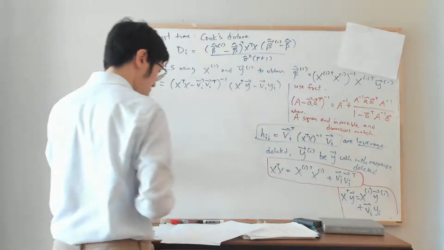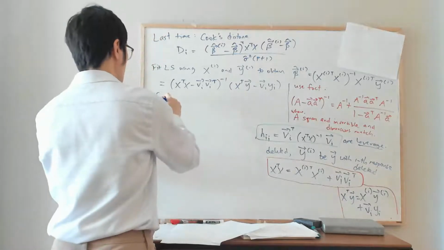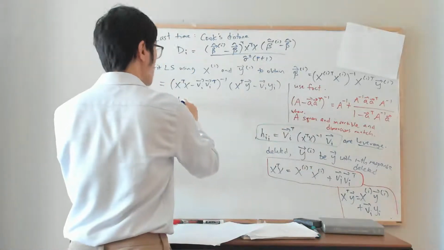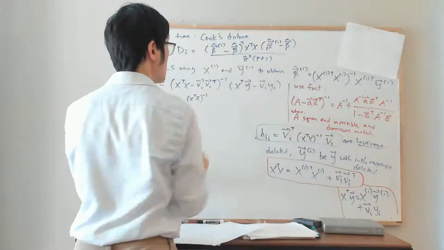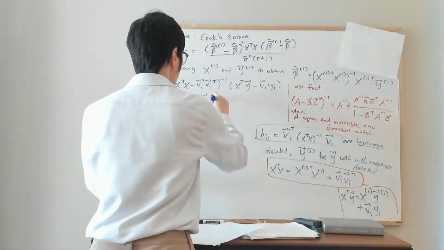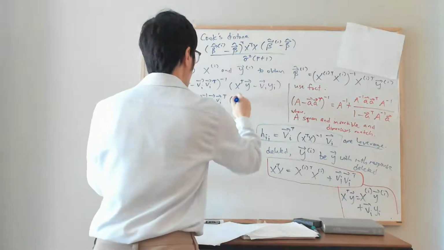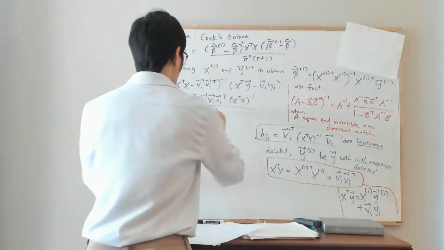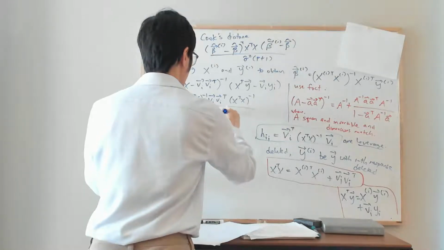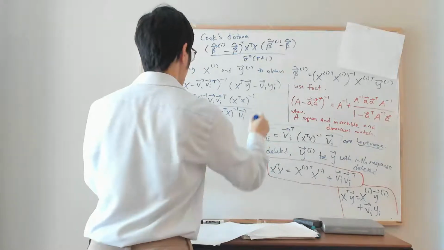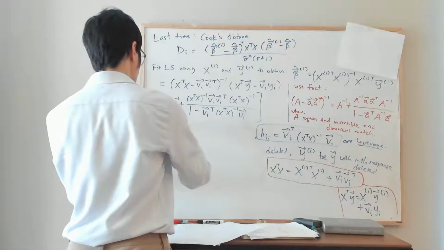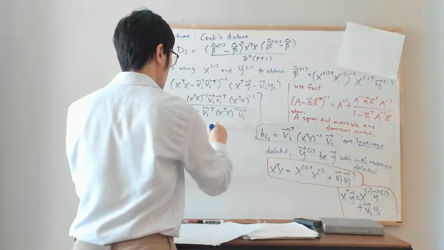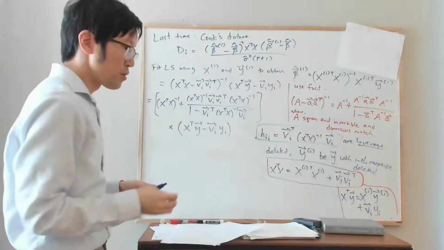Okay, and so let's apply that here. We get the inverse of the first term, so we use this formula. We have X transpose X inverse, v_i v_i transpose, another X transpose X inverse, and on the bottom it's going to be 1 minus v_i transpose X transpose X inverse v_i. And then all that times the X transpose y term. Okay, so that's the simplification.